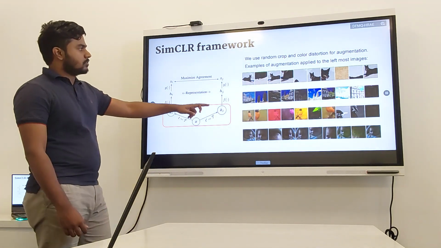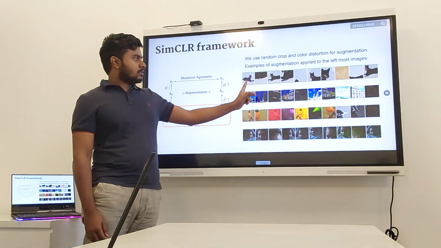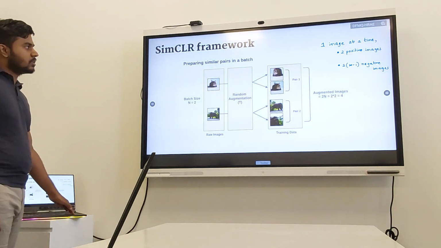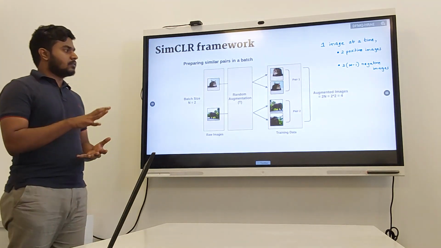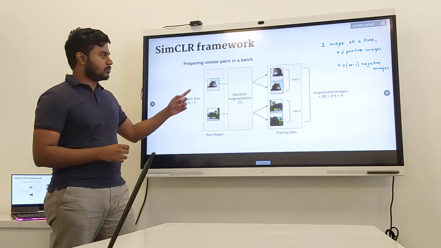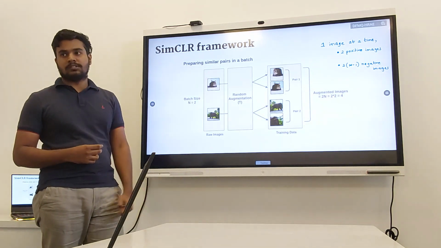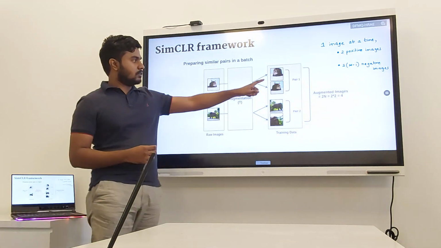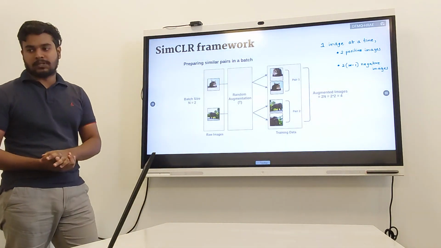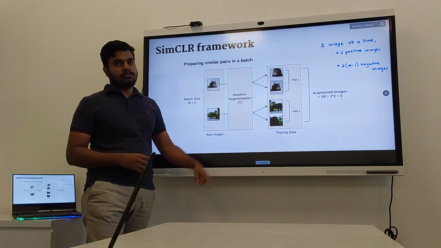They use random crop and color distortion for augmentation. These are some examples of augmentations they have used. This is the original image, and these are some of the augmentations. In a batch, they are mainly taking an N-size batch from an unlabeled dataset. Then for each image in that batch, they apply those two augmentations. So each image will give two images, so the N batch will finally give 2N images. These two augmentations they call a positive pair, and all the other ones they take as negative pairs. So if you take one image, there is one positive image and 2N minus 2 negative images.